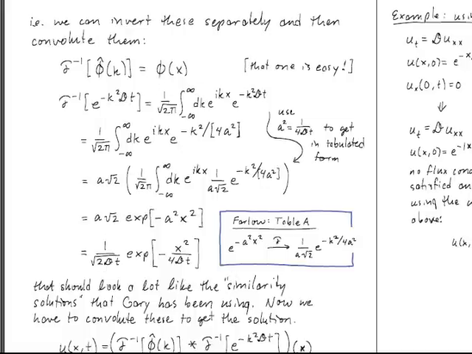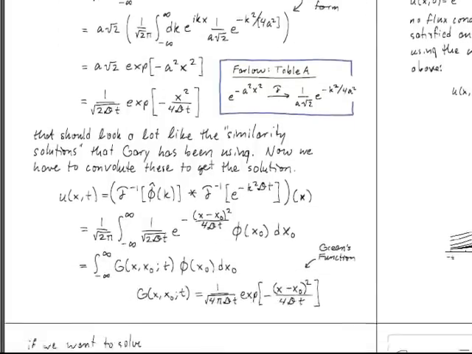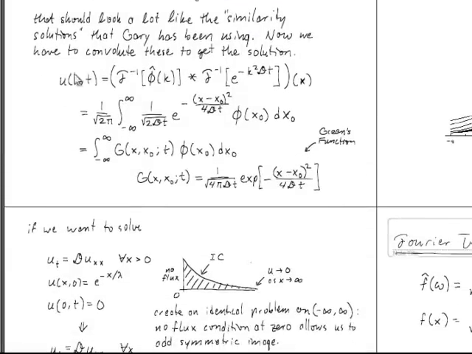Okay, so we take our Fourier convolution integral, and we write that down. So now u of x and t is going to be the solution to our problem, and it's 1 over the square root of 2 pi times an integral of 1 over the square root of 2 dt e to the minus x naught squared over 4 dt times phi of x naught. Okay, so now we're integrating out the x naught, ending up with a function of x.